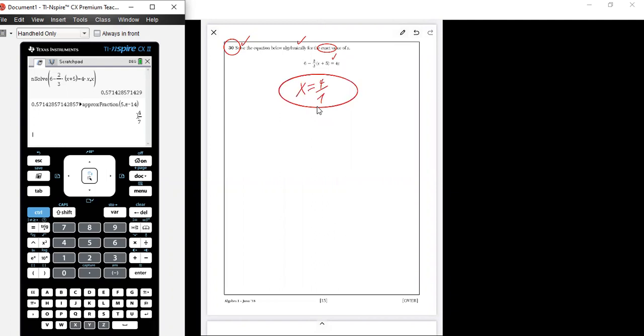That's the answer. Now, if you just put the answer, you're going to get 1 point. This is a 2-point question, so you're going to get 50% just using nSolve. And because we made it into a fraction, we're good to go. Okay. Now, let's go to the next one.